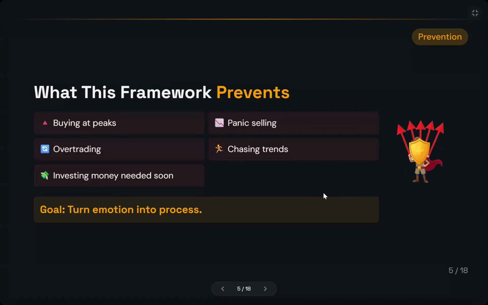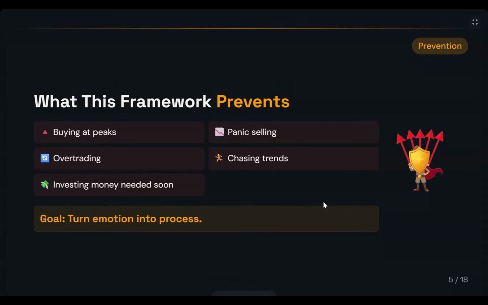Now, what is the promise of this emotional investing framework or filter that I'm presenting to you, and how does it help you? This filter is not to make you perfect. It is to stop the worst mistakes, which are buying at peak, panic selling, overtrading, chasing trends, and investing money when you need it soon. It helps you turn emotions into a process. And when you stop all of these worst mistakes, you are no longer making investing decisions driven by your emotion.